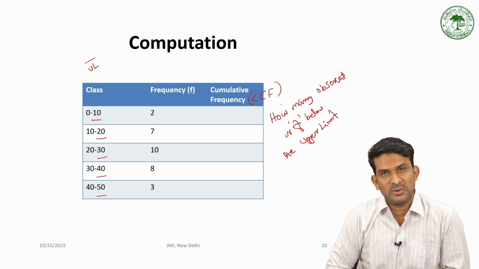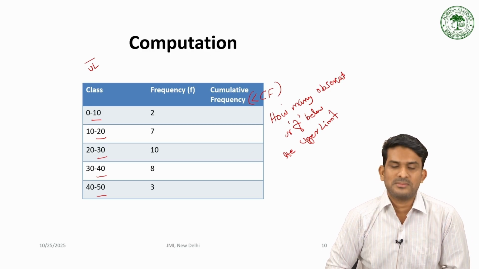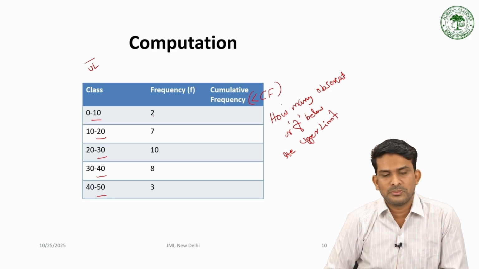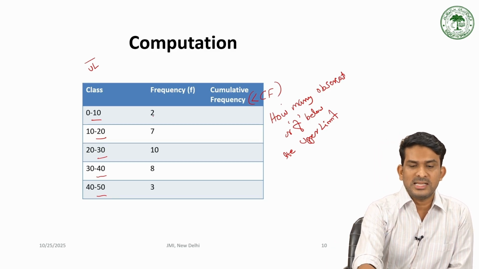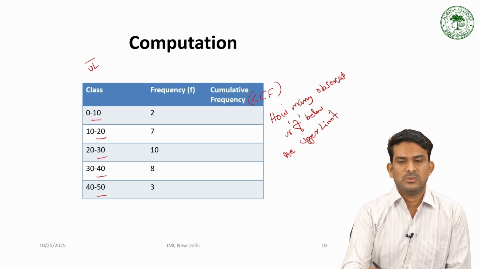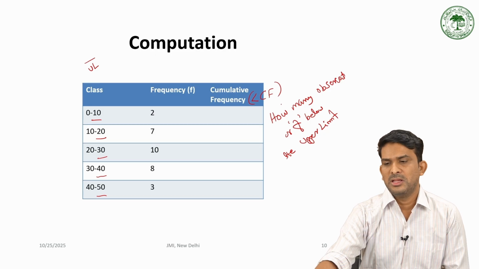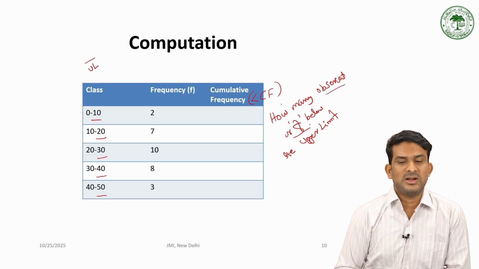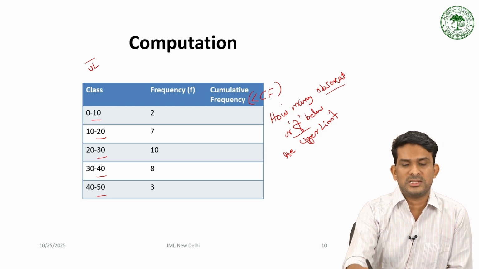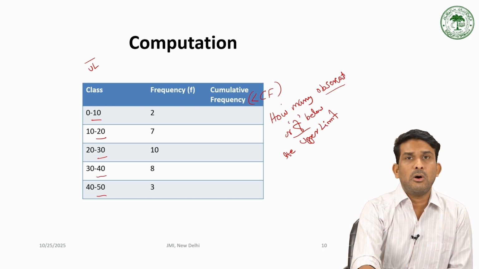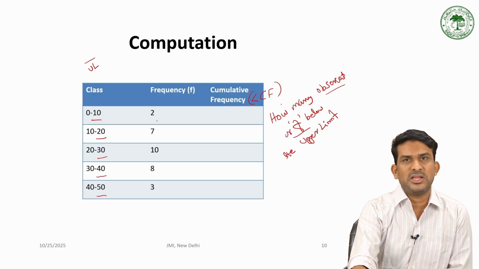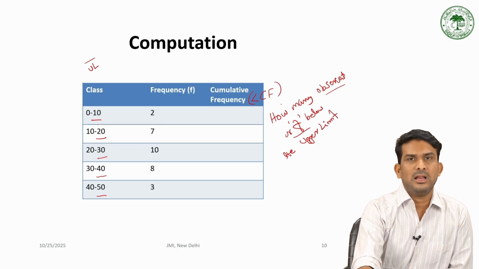Let us go for that. How do we calculate cumulative frequency? First class, what is the frequency? 2. Less than 10, that is less than the upper limit of the class, how many observations do we have? 2. Observations means frequency. All the students or observations in the specific class, 0 to 10, are below 10.